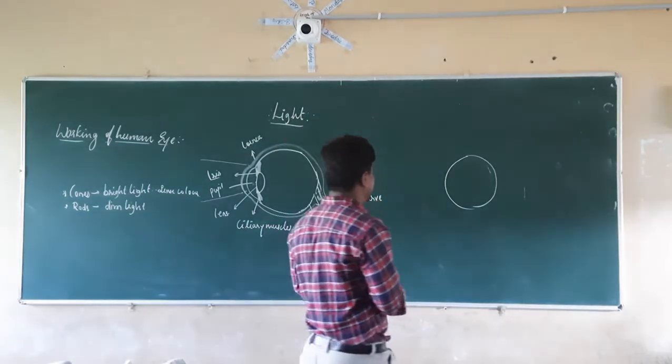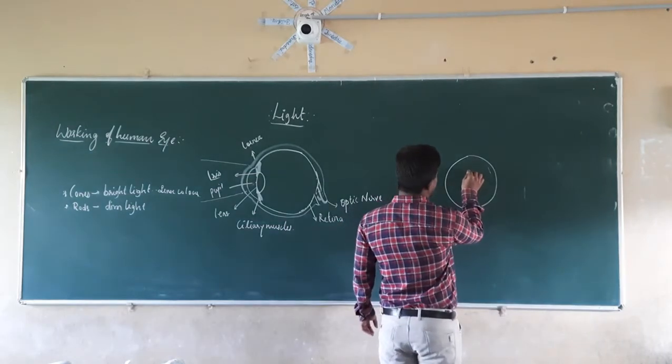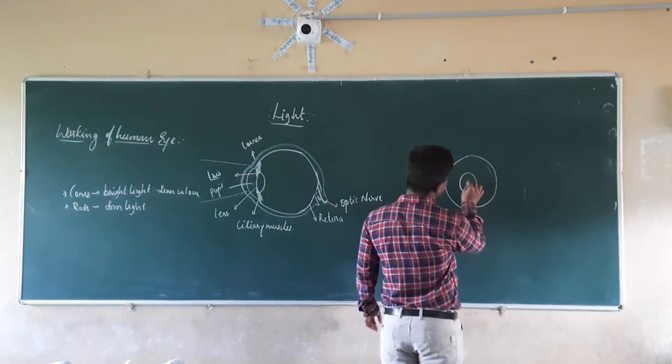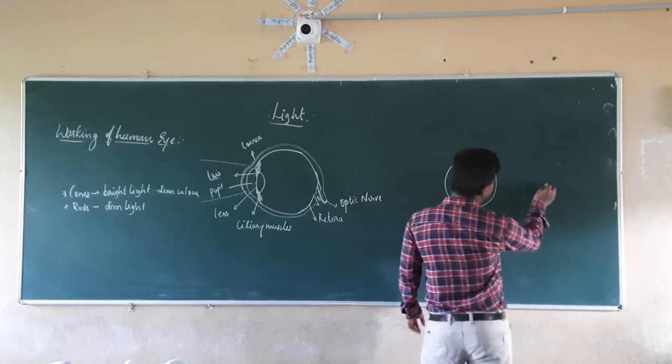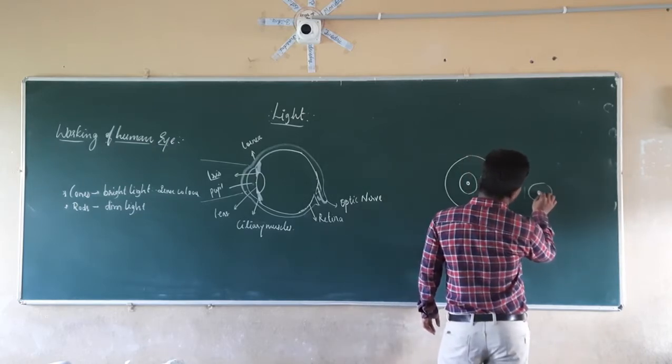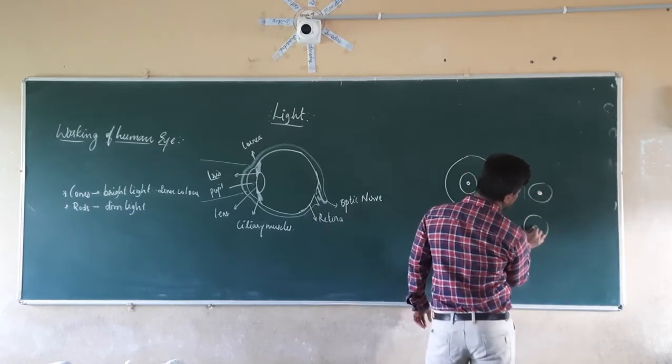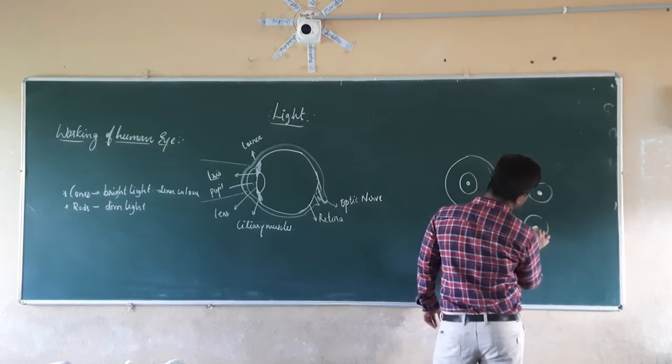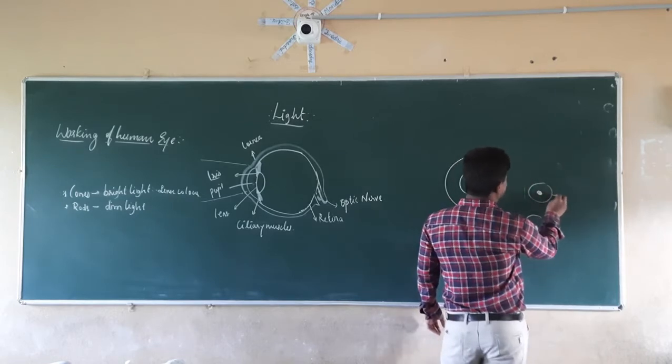So let us take here, this is the eye and this is the iris. And this is the pupil. So I am going to take the iris away. This is the eye and this is the pupil. And this is also the eye. So it will be outside.